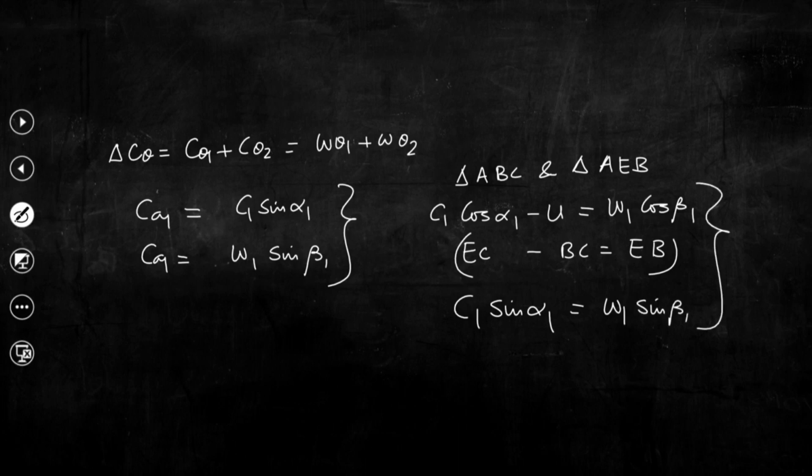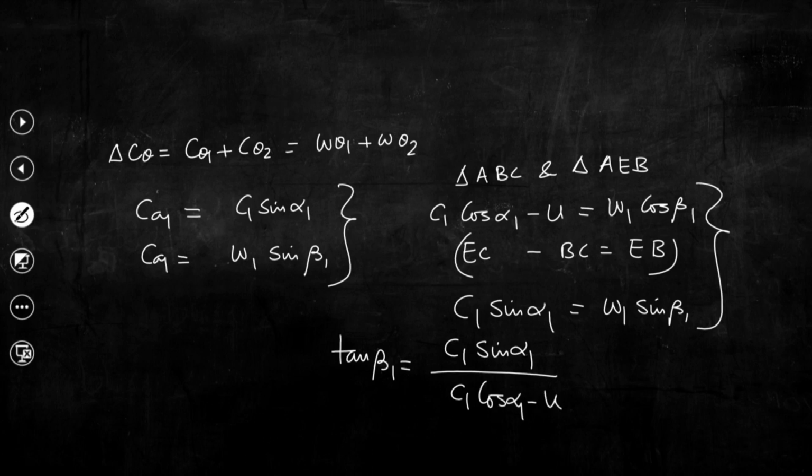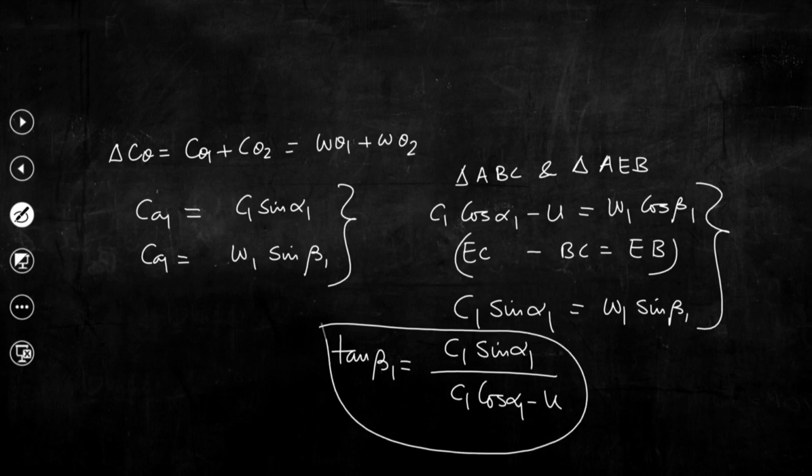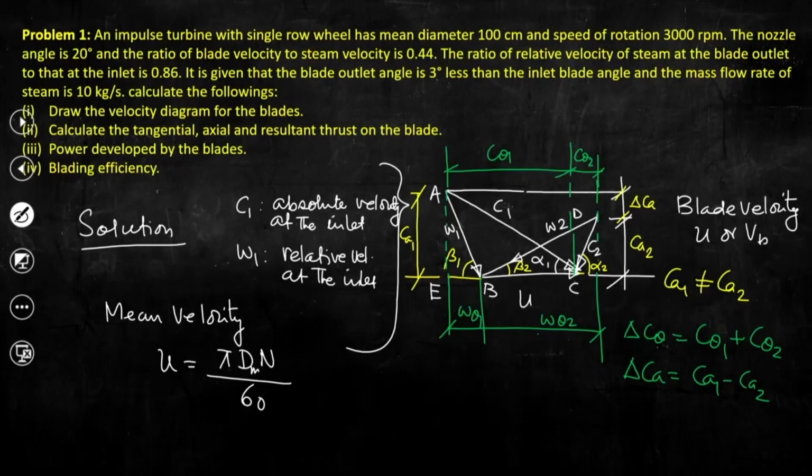So, from these two relations we can write tan beta 1 equal to C1 sin alpha 1 divided by C1 cos alpha 1 minus U. So, this expression we will be using today to calculate beta many times. Now, let us go back to the problem statement. Already we have drawn the velocity triangles for the blades.